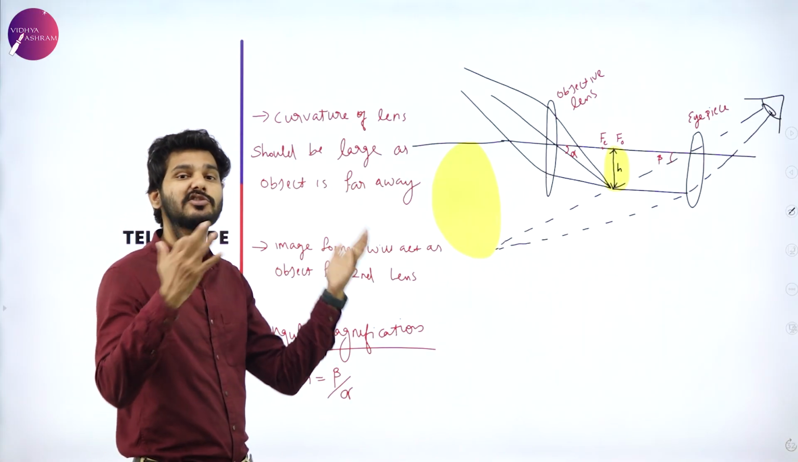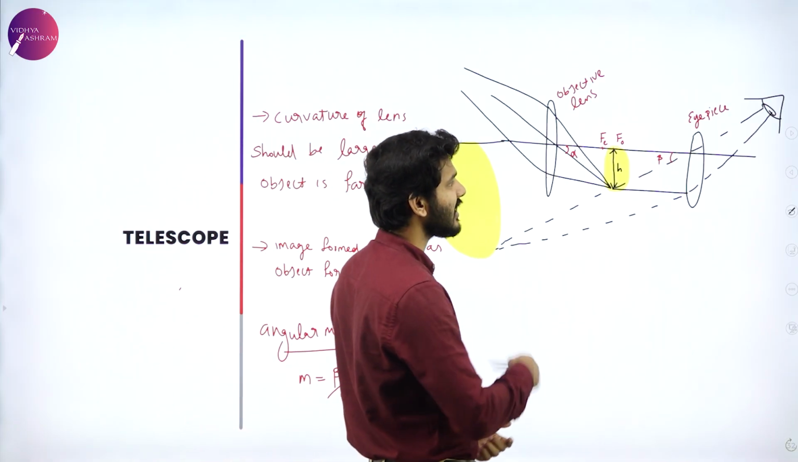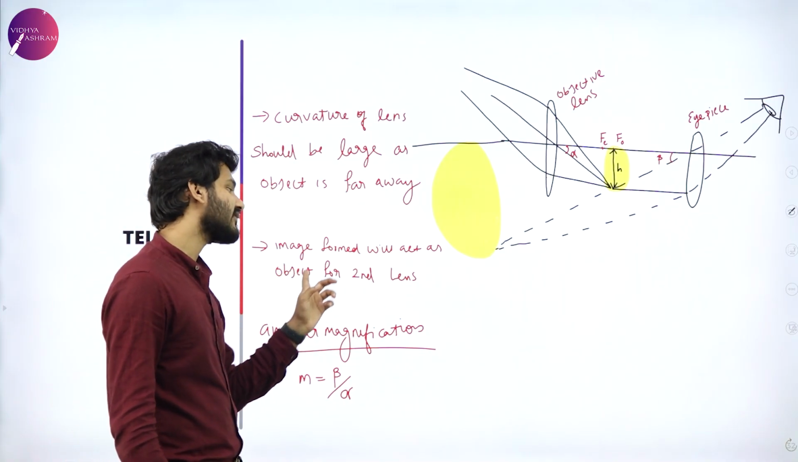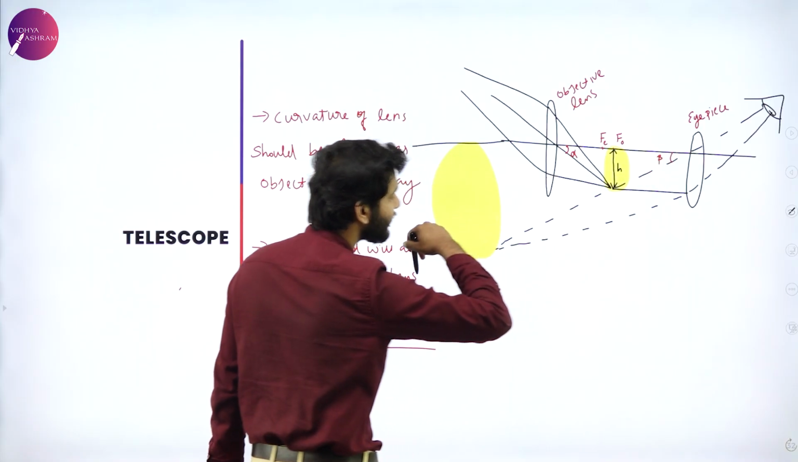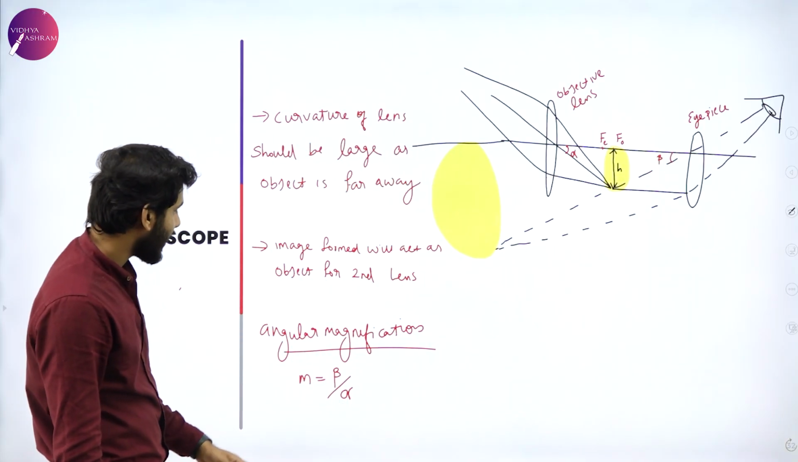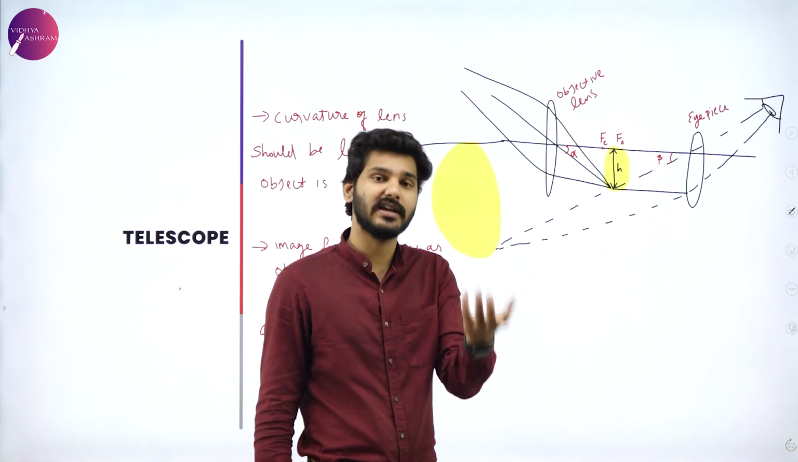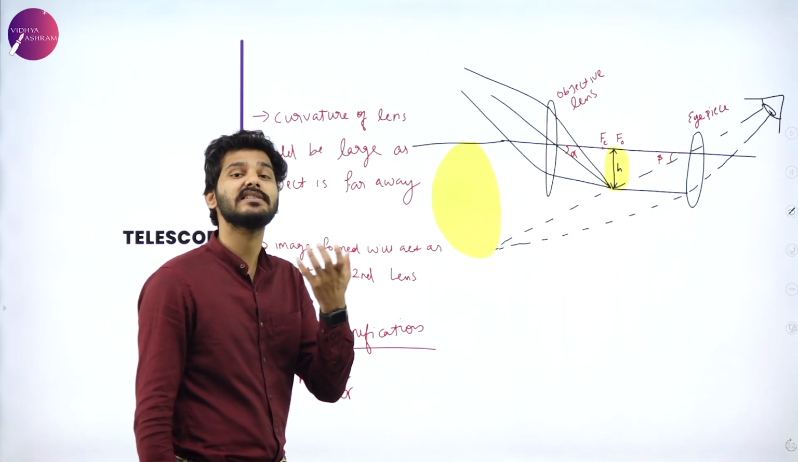So automatically the image will be larger or magnified. So again, you will get a larger magnified image. The image formed will act as the object for the second lens, which means whatever image is formed here will act as the object for the second lens. And again, here we are measuring angular magnification, not directly magnification, since it is a telescope.